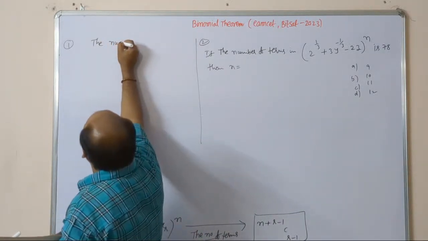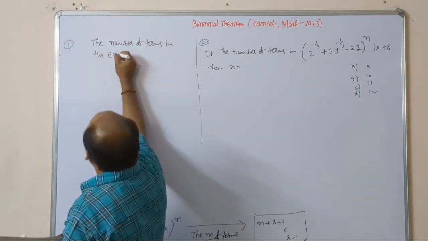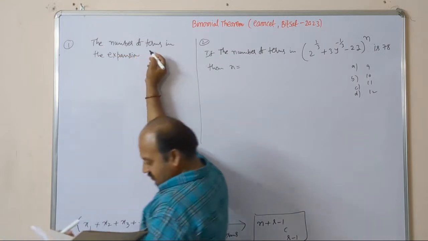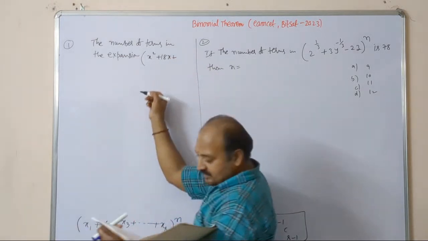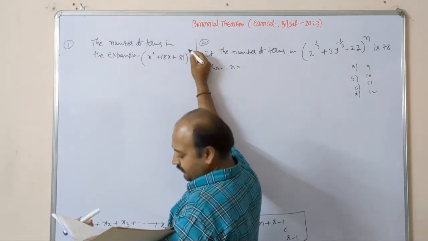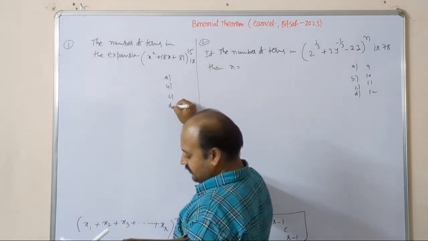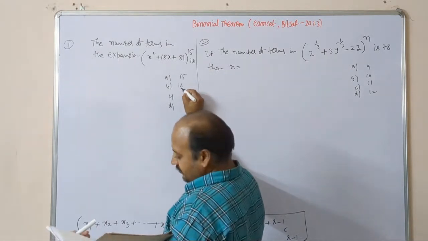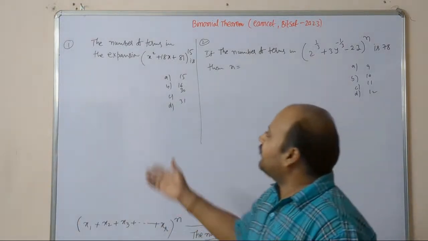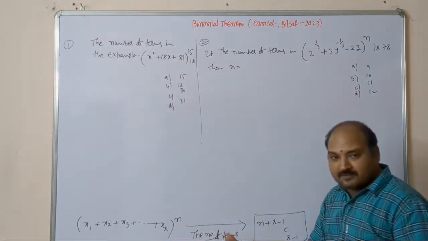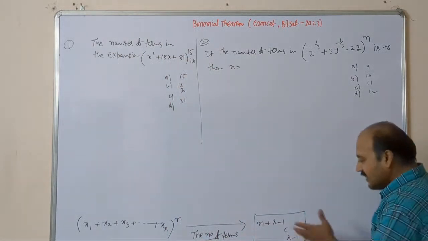The number of terms in the expansion. So logically also they will ask, dear students, so keep in mind and practice. X square plus 18x plus 81 whole power 15 is, options 15, 16, 30, 31. Will come to you. So the first question is based on the number of terms containing. In this expression, how many terms are there? 3. So 3 means I will apply this one.